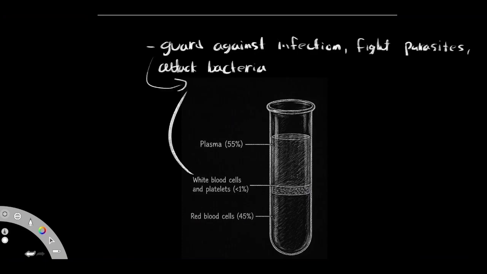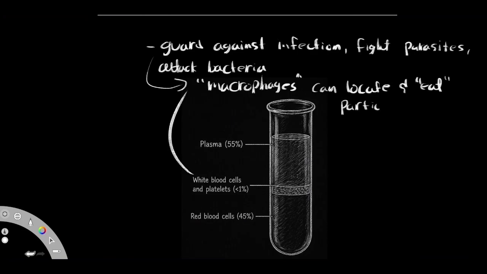Right, a very specific type of guard, WBC, or white blood cell, is known as a macrophage. So macrophages can locate and quote-unquote eat particles. All right, obviously the bad ones, right, like certain types of bacteria, viruses, fungi. All right, all sorts.